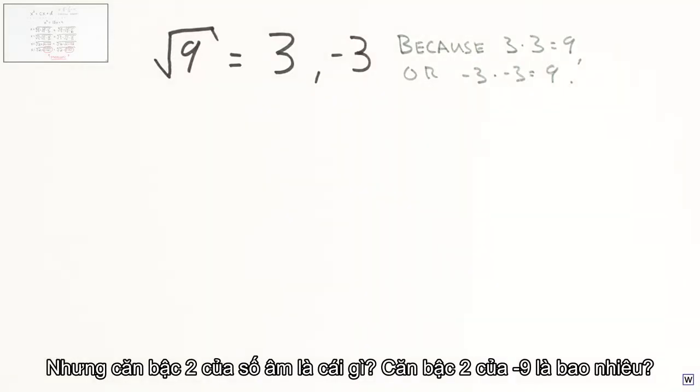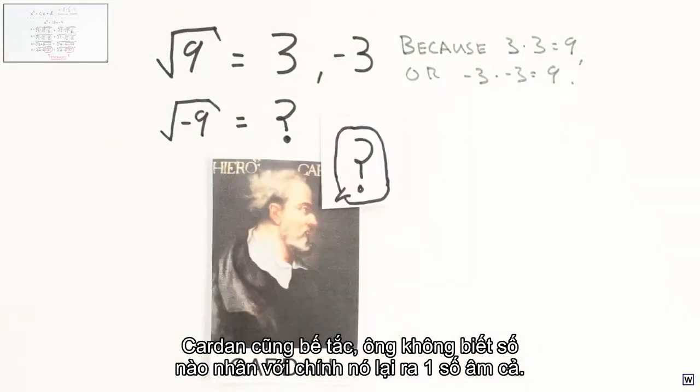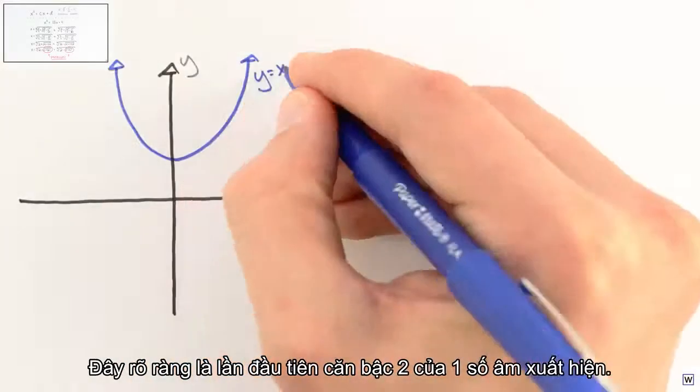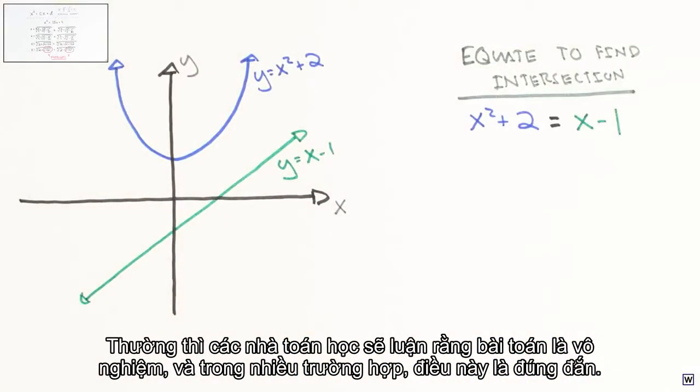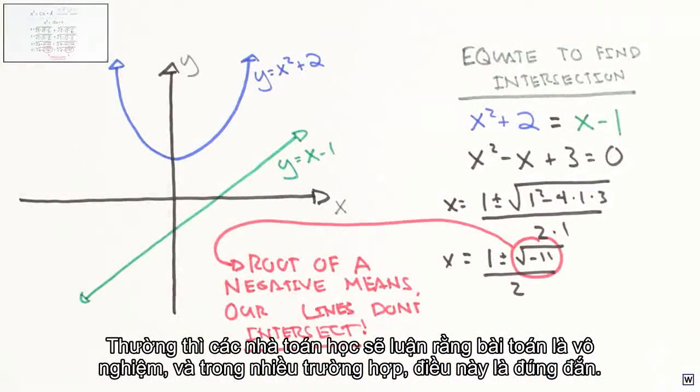But what about the roots of negative numbers? What is the square root of negative 9? Positive 3 won't work, and neither will negative 3, so we're stuck. Cardan was stuck too. He didn't know of any numbers that, when multiplied by themselves, resulted in a negative. Now, this certainly wasn't the first time the square root of a negative had shown up. Usually mathematicians would interpret this as the problem's way of saying there are no solutions, and in many cases this is true.